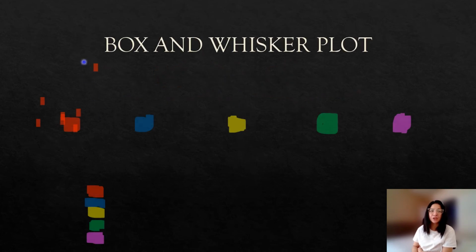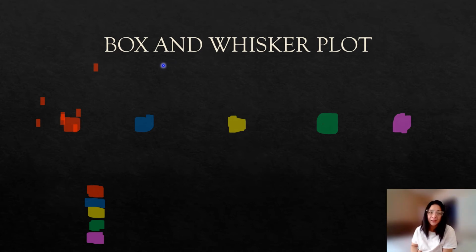Now, let's go into our box and whisker plot. What are these? Anyways, at first when I saw this, I was like, are we talking about numbers now? Does this have to do anything with cats? Honestly, I was lost. Okay.